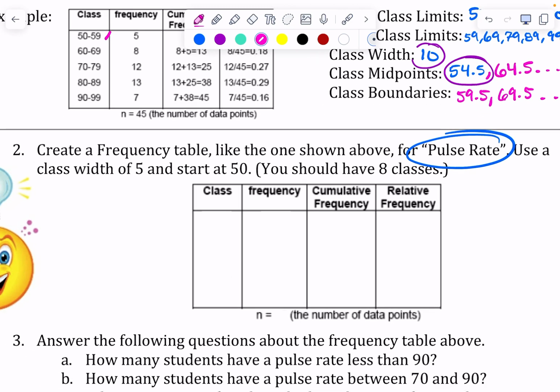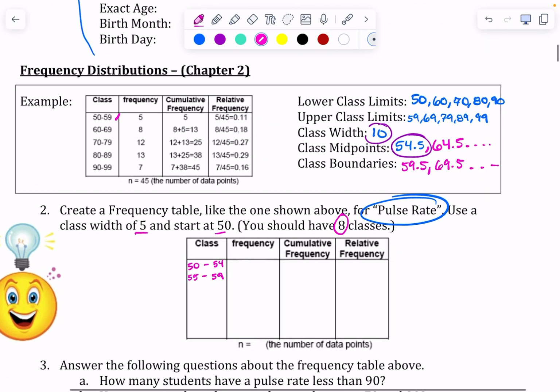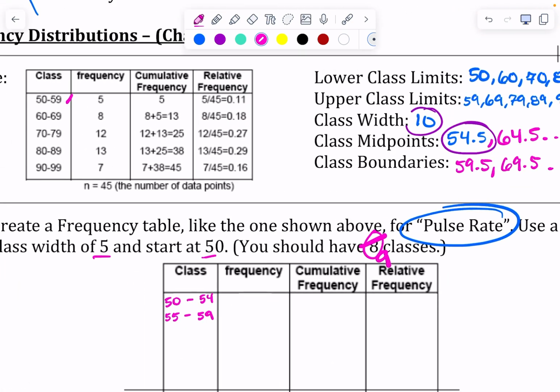Pulse rate. I don't know if you should necessarily have 8 classes. I need to look at that. I switched this, but I don't know. How many classes should you have if you start at 50 and you're going a class width of 5? What would your ending limit be on the first class? 54. Then it starts at 55 to 59, right? There's 9 classes. You should have 9 classes. Sorry, that's wrong. If you look at your class data.